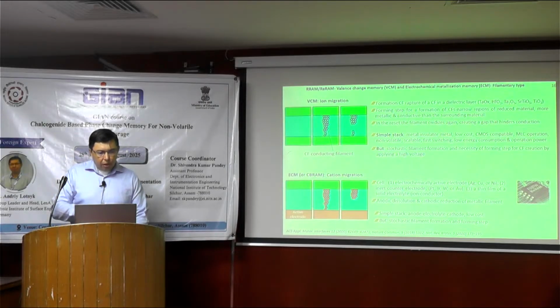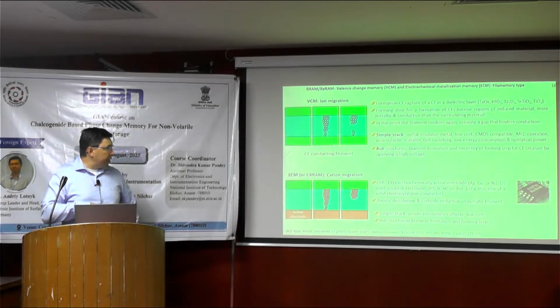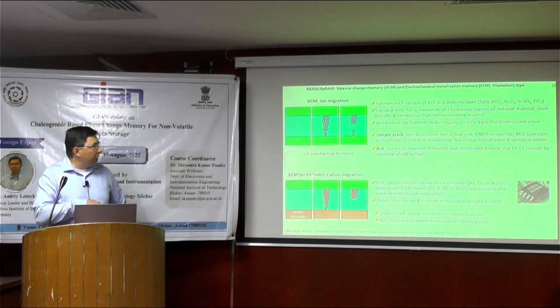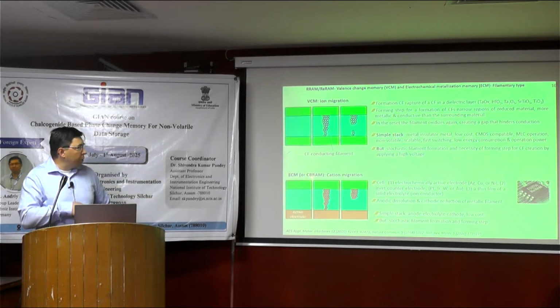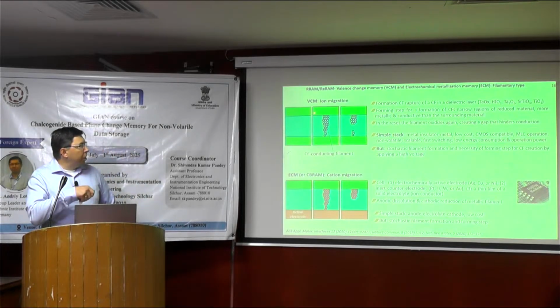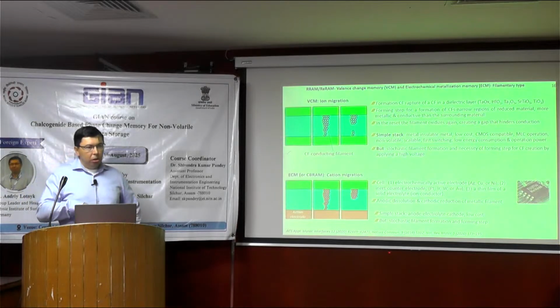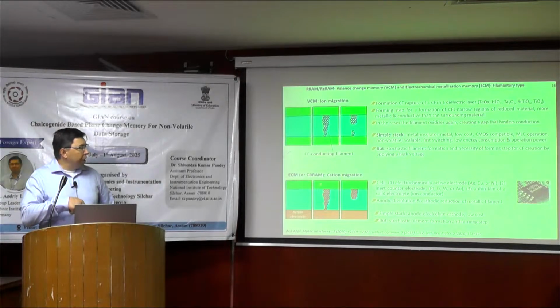So the next memory device based on this effect, filament formation, is ECM, electrochemical metallization memory, or CBRAM, conductive bridge random access memory. Here, instead of metal insulator metal, we need one active electrode. So in this case, we will form our filaments from the active electrode.